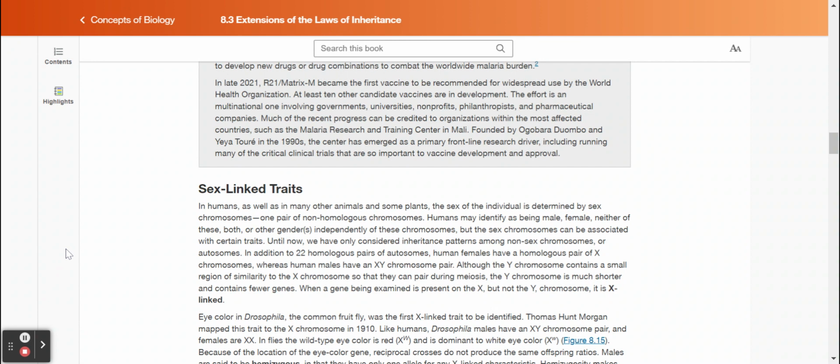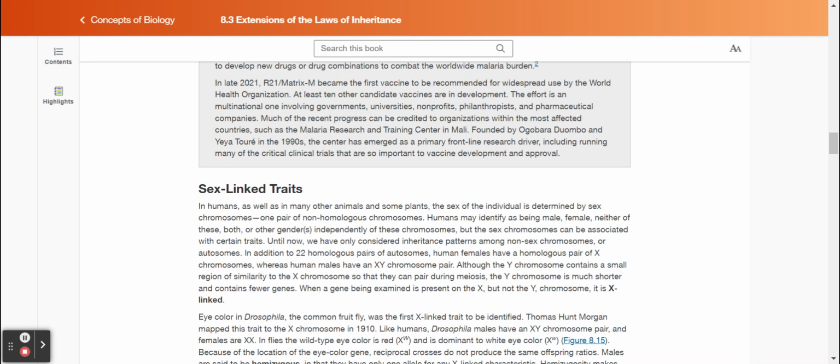In late 2021, R21 Matrix M became the first vaccine to be recommended for widespread use by the World Health Organization. At least 10 other candidate vaccines are in development. The effort is a multinational one involving governments, universities, nonprofits, philanthropists, and pharmaceutical companies.